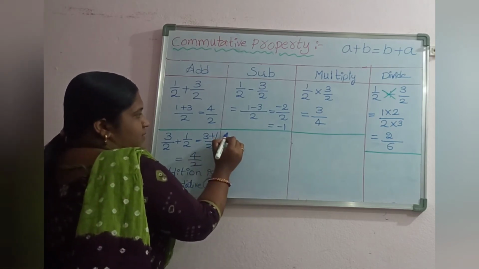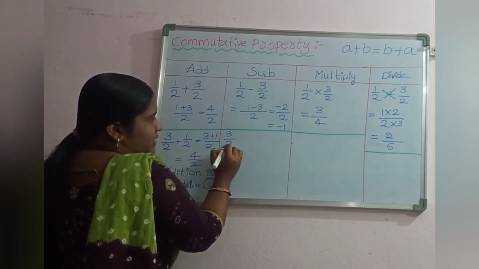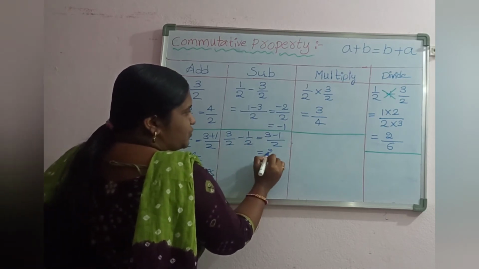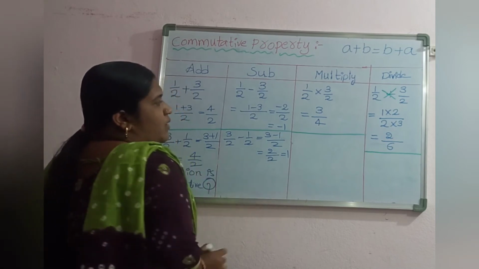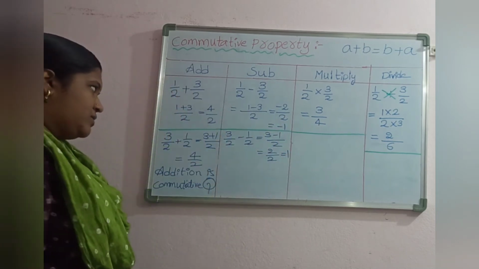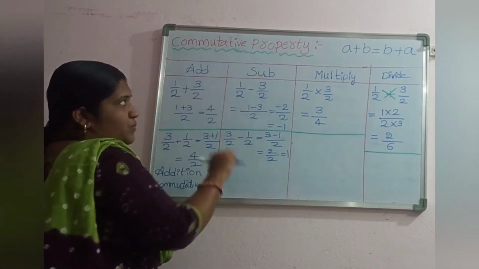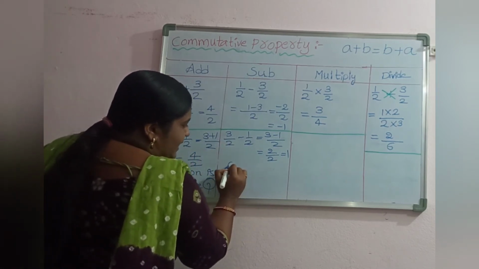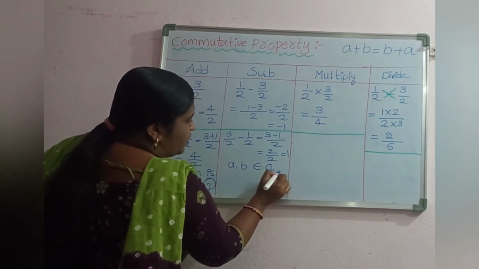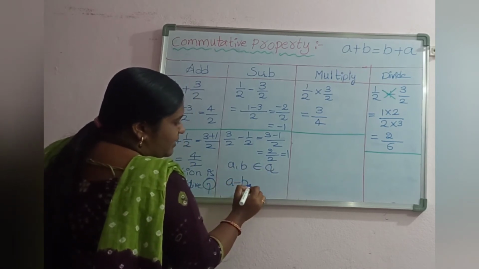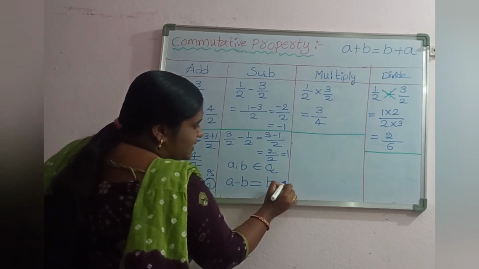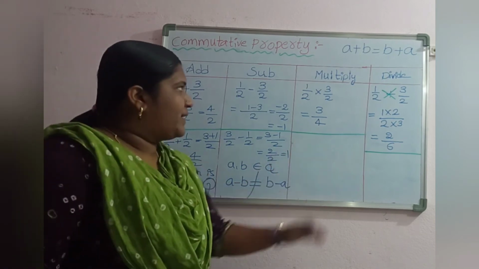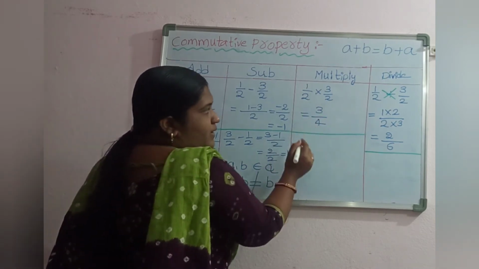Same like this. Let's test subtraction. 3 by 2 minus 1 by 2. 3 minus 1 by 2, that is equal to 2 by 2, that is equal to 1. Minus 1 is not equal to 1. So subtraction disobeys commutative property in rational numbers. A, B belongs to Q, but A minus B is not equal to B minus A. So disobeys.